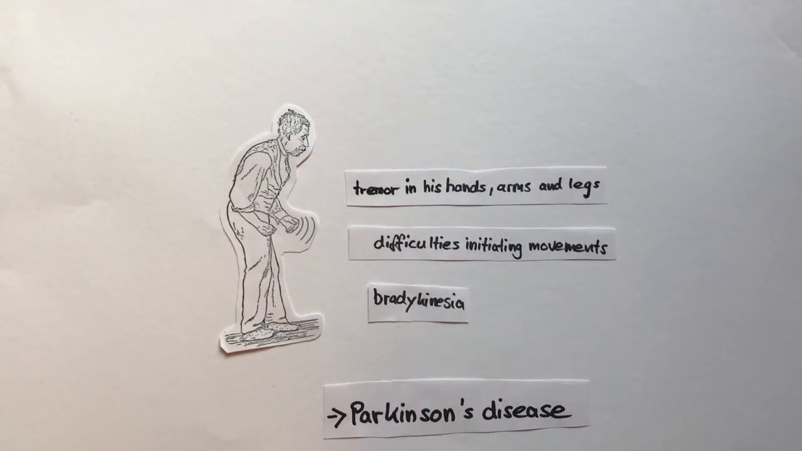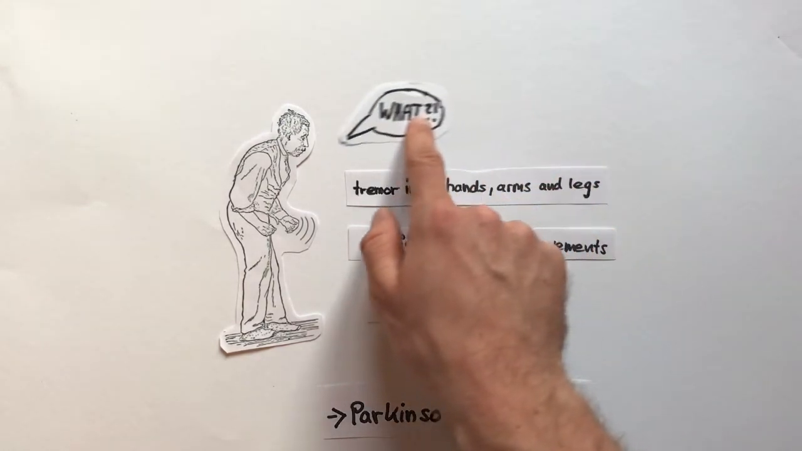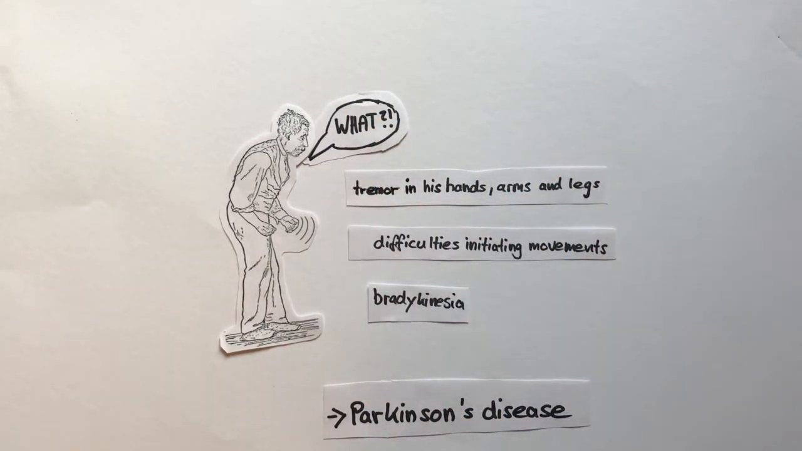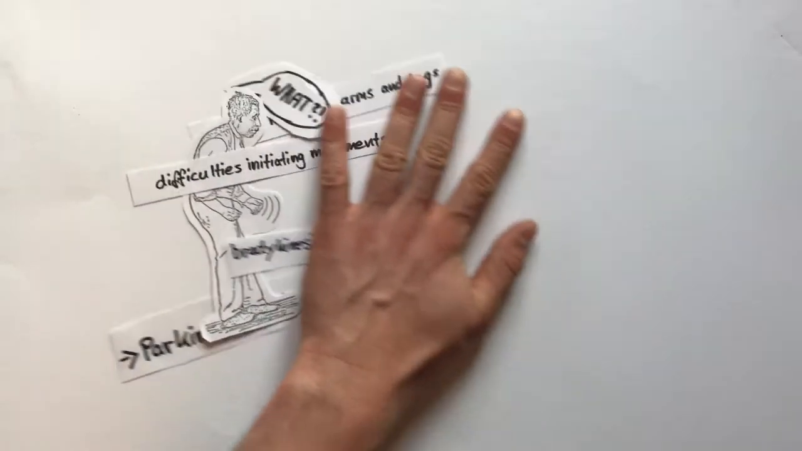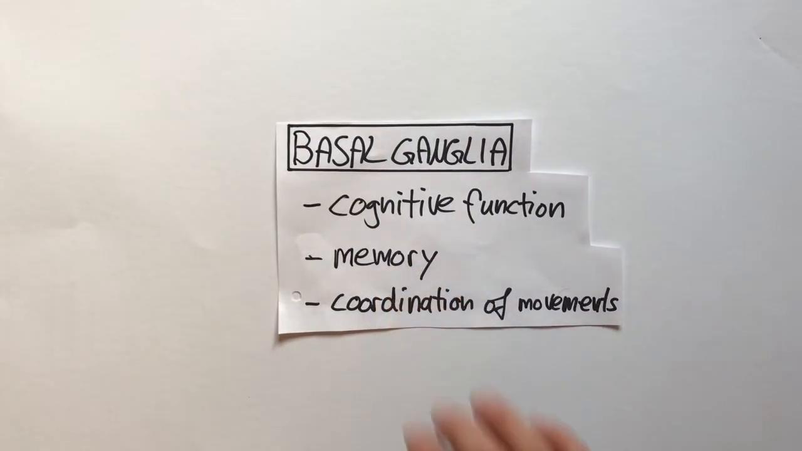Doctor says that this is caused by a cell death of dopaminergic neurons in the basal ganglia. He's totally confused. The basal ganglia play a role in the cognitive function and memory, as well as in the coordination of movements.